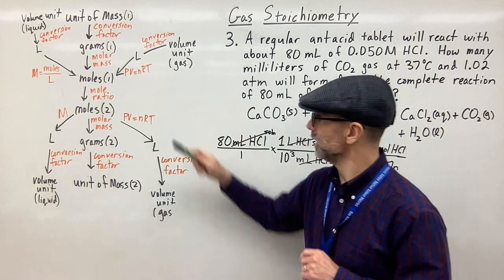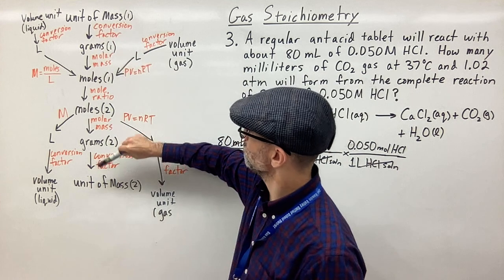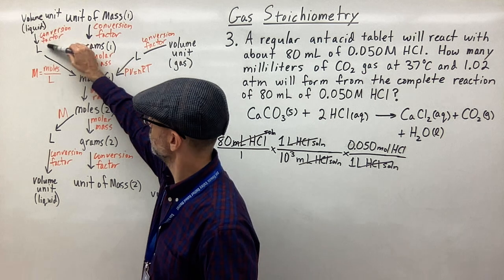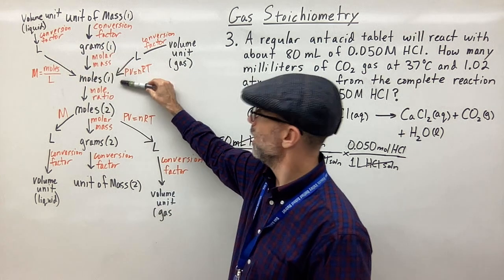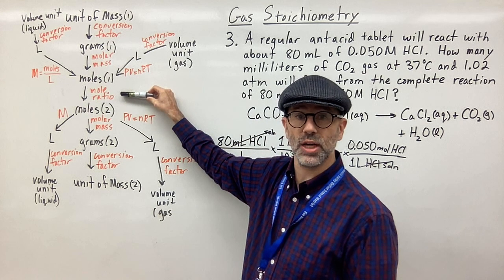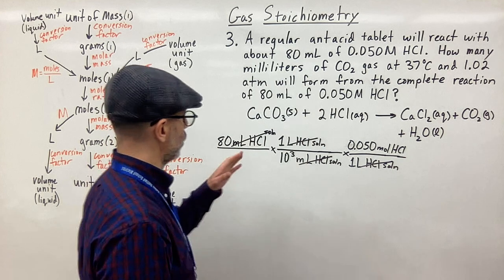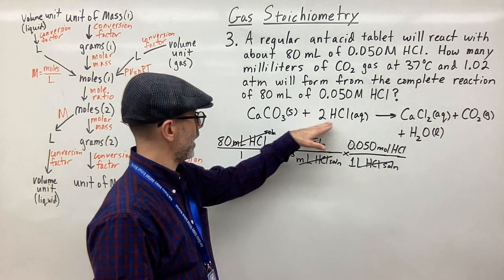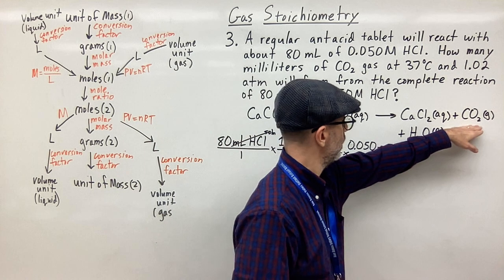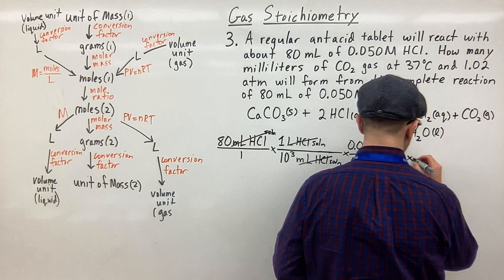Now I am here on my road map. So now I'm on the main highway. So here, I started with milliliters, converted to liters. Now I'm here with moles of substance 1. Now I'm going to use the mole ratio to convert to substance 2, which in this case is carbon dioxide gas. So I need to use the mole ratio between these two. So I have 2 HCl and I have 1 CO2. So it's 2 to 1. So I'm going to do my 2 to 1 ratio.